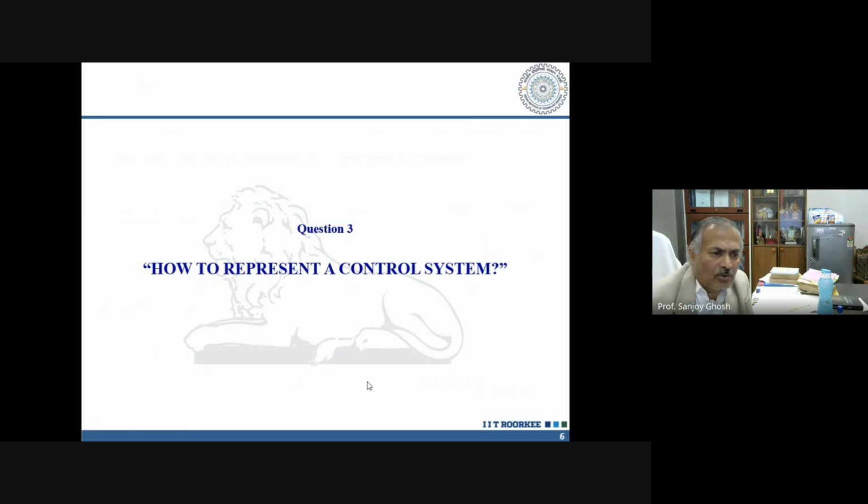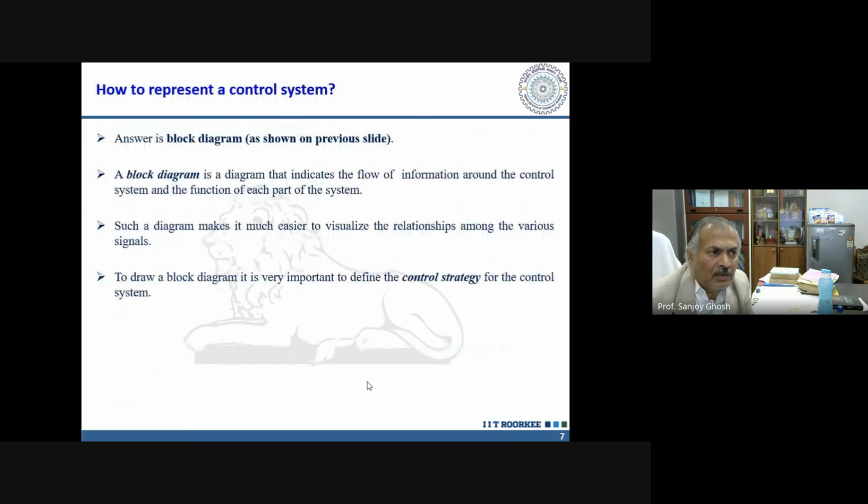Now look at how to represent a control system. It is a block diagram. This is a very simple answer. A block diagram is a diagram that indicates the flow of information around the control system and the function of each part of the system. Such a diagram makes it easier to visualize the relationship among the various signals. So now look, I'll show you how the block diagram looks.